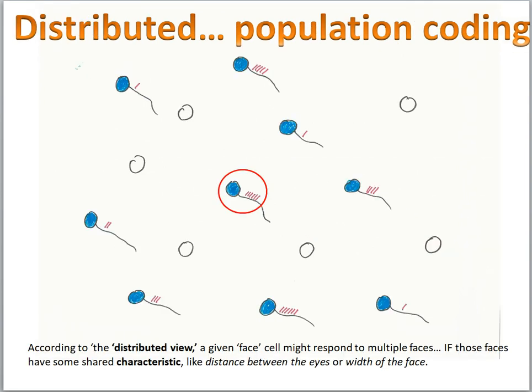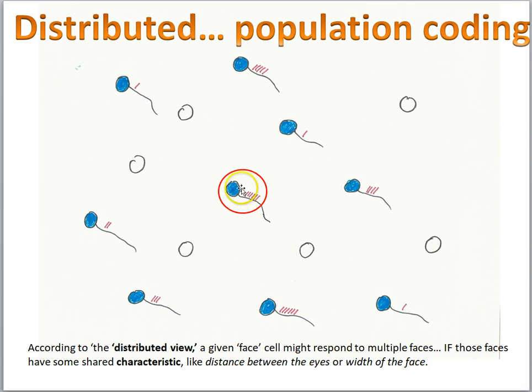Now, in the distributed view that uses population coding, face number 1, you'll notice, is activating a larger number of cells in the population. So it's not sparse coding. It's sort of a population coding. It's a distributed form of representation here. And a given face cell might respond to multiple faces if those faces have some shared characteristic, like distance between the eyes or the width of the face.